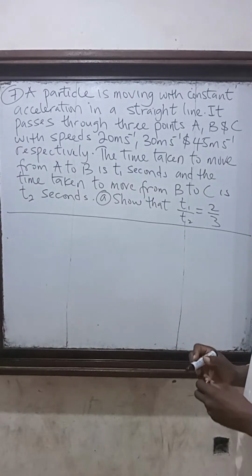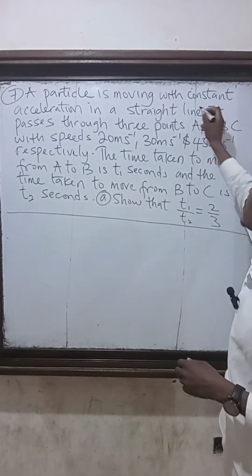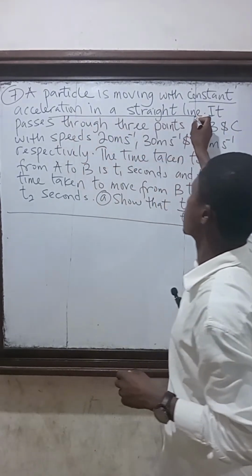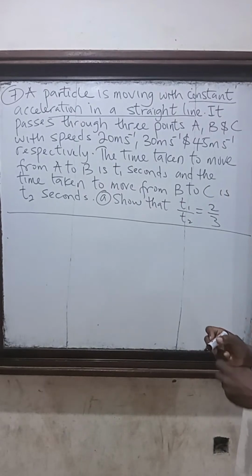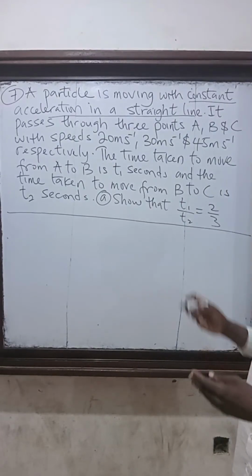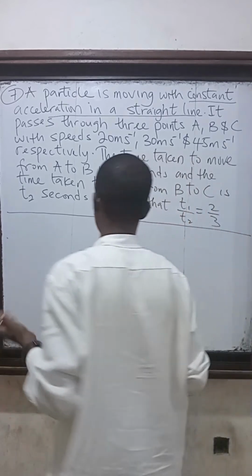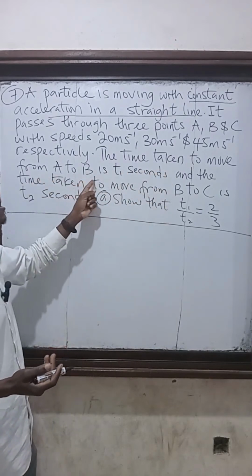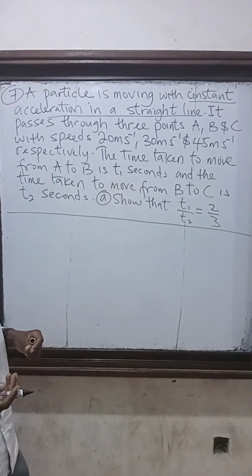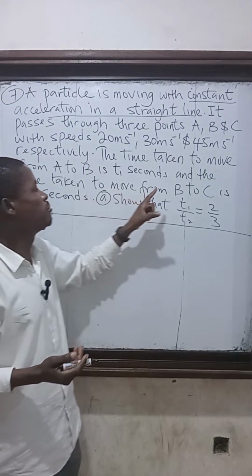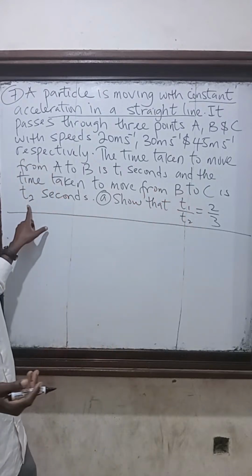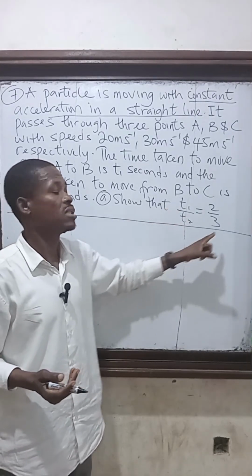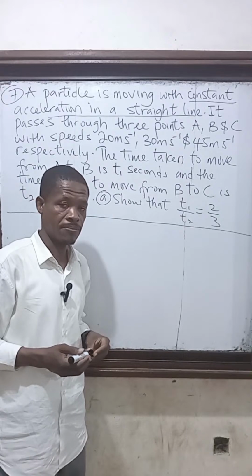A particle is moving with constant acceleration in a straight line. It passes through 3 points, A, B, and C, respectively. The time taken to move from A to B is T1 seconds, and the time taken to move from B to C is T2 seconds. Show that T1 over T2 is equal to 2 over 3.